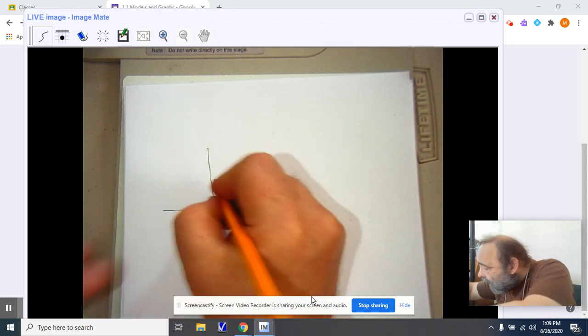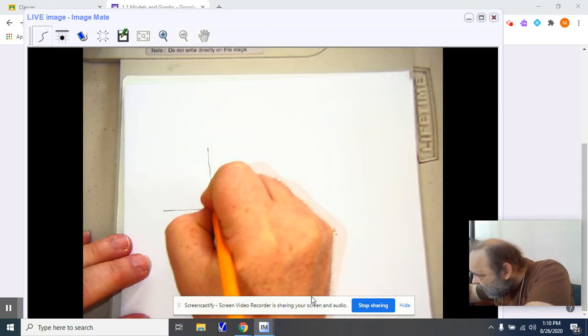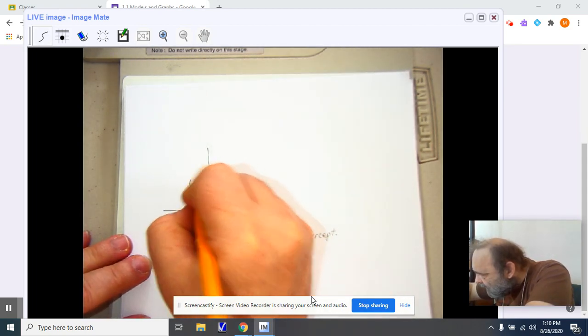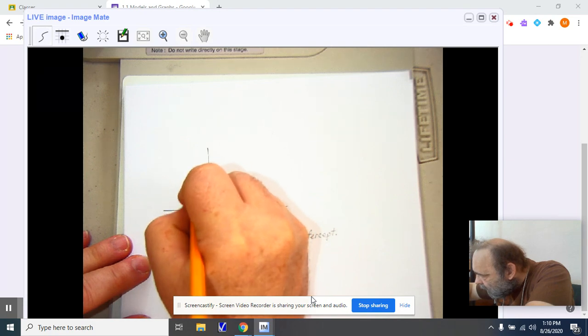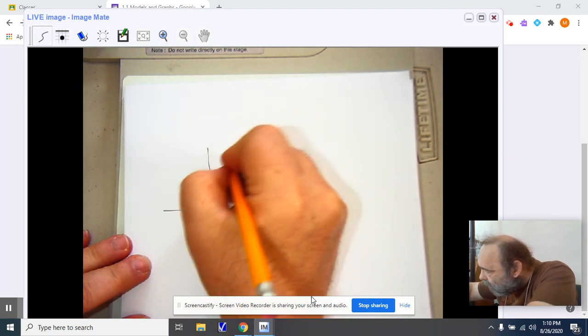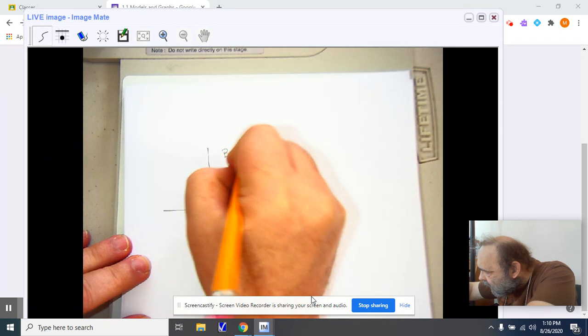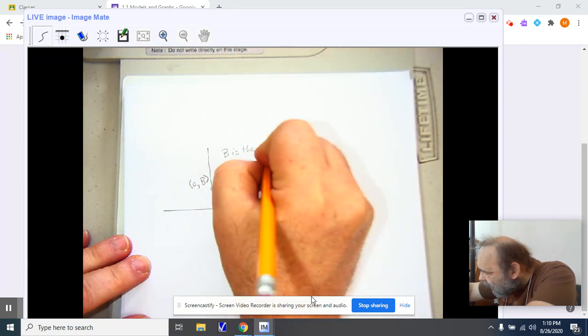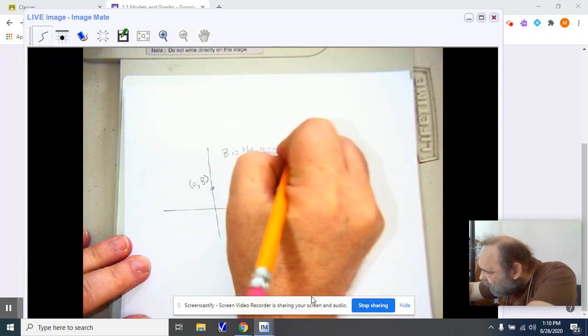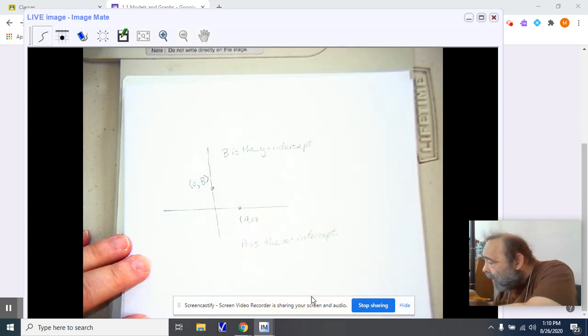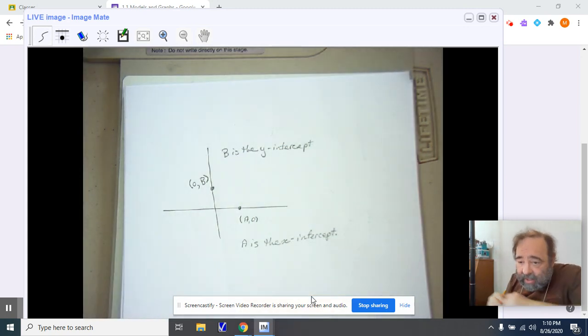A Y-intercept is therefore the specific value that is attached within the point that goes with 0. So b is the Y-intercept, and the point of intersection is (0, b). a is the X-intercept, and it is contained within the point of intersection (a, 0).